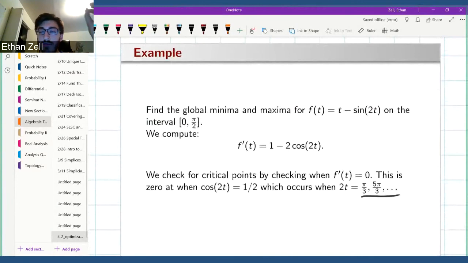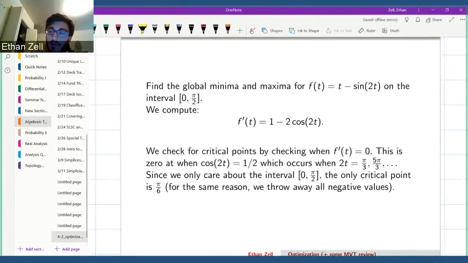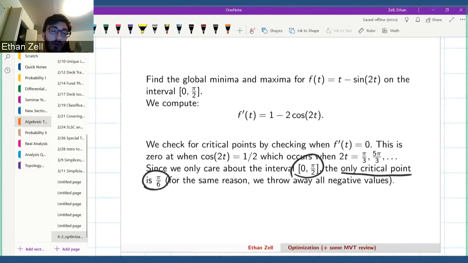But then we're only allowed to look at this interval. This is where we're interested. So we're going to throw away all the points that don't occur in that interval. So we're left with the only critical point remaining is pi over 6. So we throw away all the negative values, we throw away all the critical points where t is greater than pi over 2. Because again, we're only interested in this interval. So this is the only critical point we have to look at.